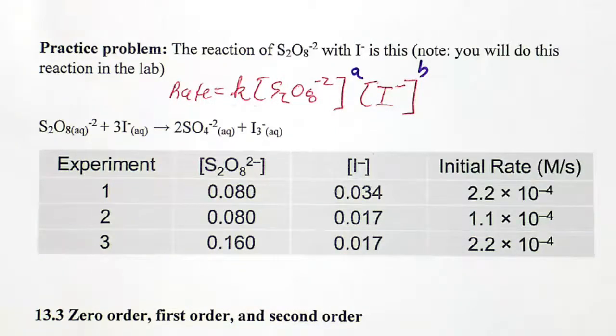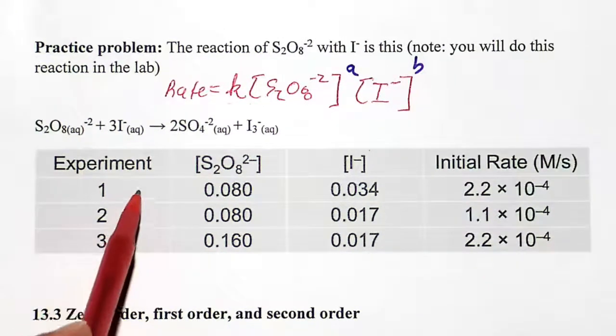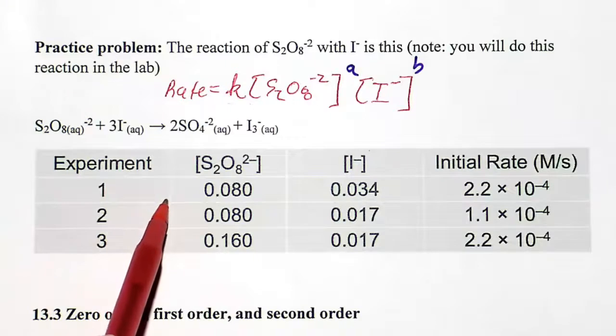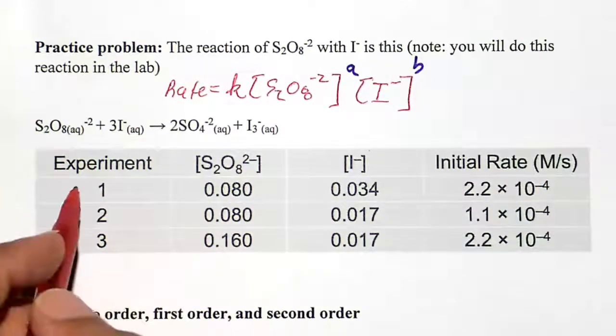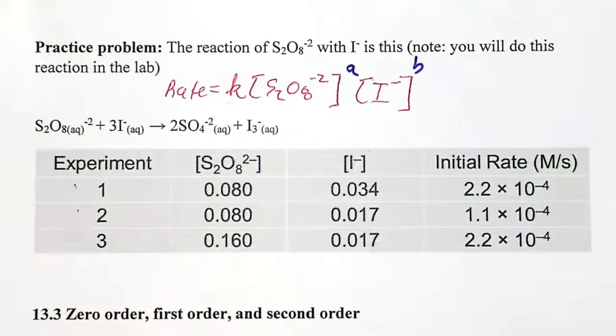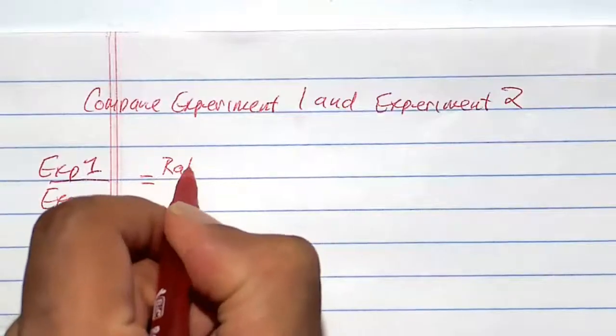So this is the data table that we are given. And the first thing you want to do is look at this data table and see what reactions we want to compare, or what experiments we want to compare. I'll compare experiment 1 and experiment 2. Let's write out our rate law.